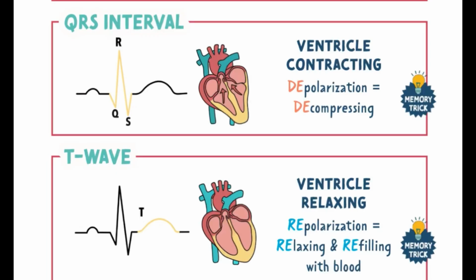Very important T wave questions: a tall T wave occurs in hyperkalemia. A flat T wave occurs in hypokalemia.